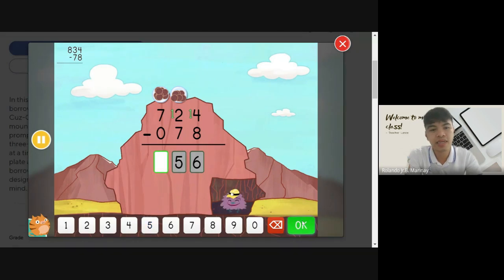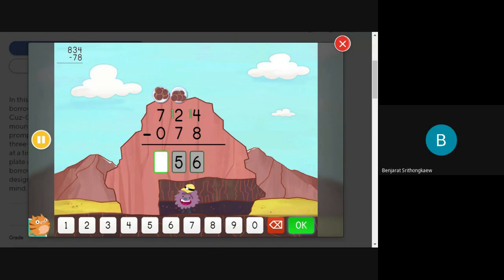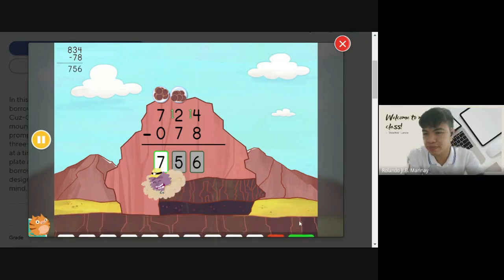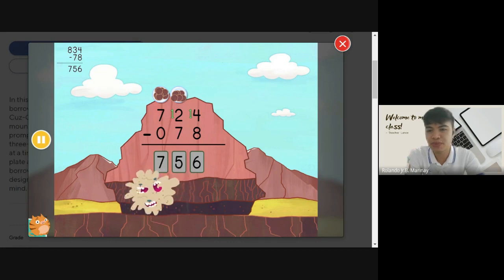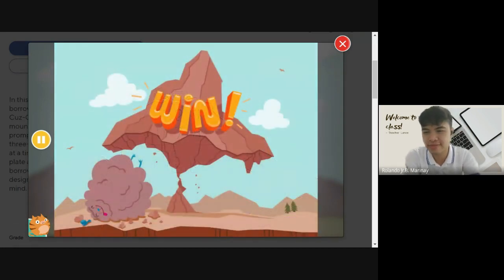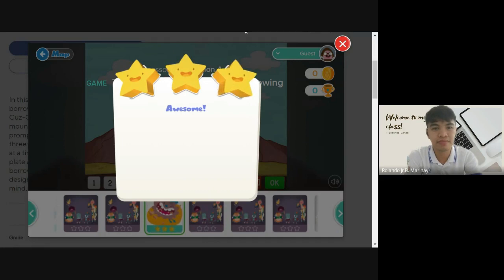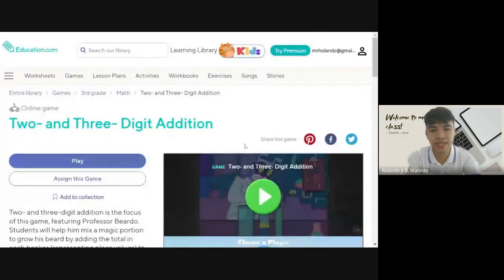Next, 7 minus 0 equals? 7. Very good. Great job! You did it! Hooray! We made our way through the mountain. Wow, okay. We won the game. Awesome! Let's try this one.